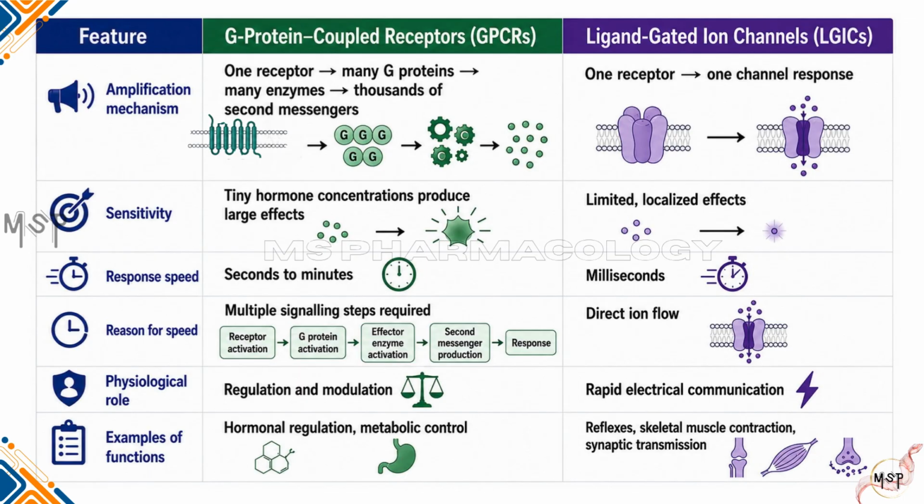In contrast, ligand-gated ion channels act extremely rapidly. Their responses occur within milliseconds because ions flow directly through the channel. This fast signaling is essential for rapid electrical communication. Consequently, ionotropic receptors mediate functions such as reflex actions, skeletal muscle contraction, and fast synaptic transmission. Thus, GPCRs are specialized for regulation and long-term control, whereas ligand-gated ion channels are specialized for immediate responses.